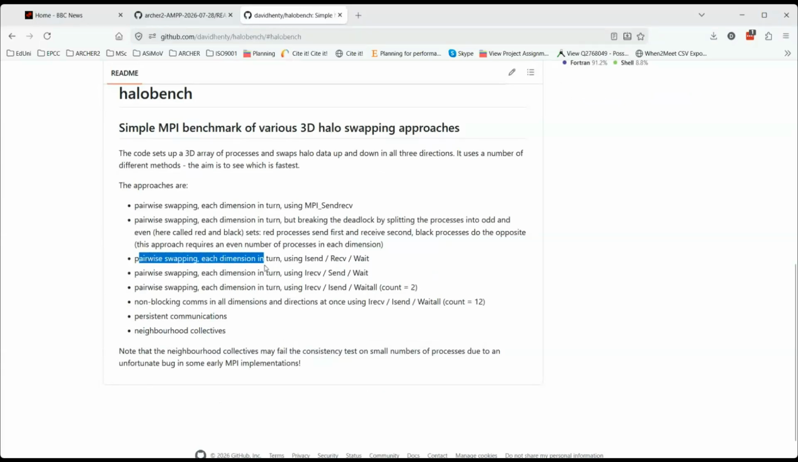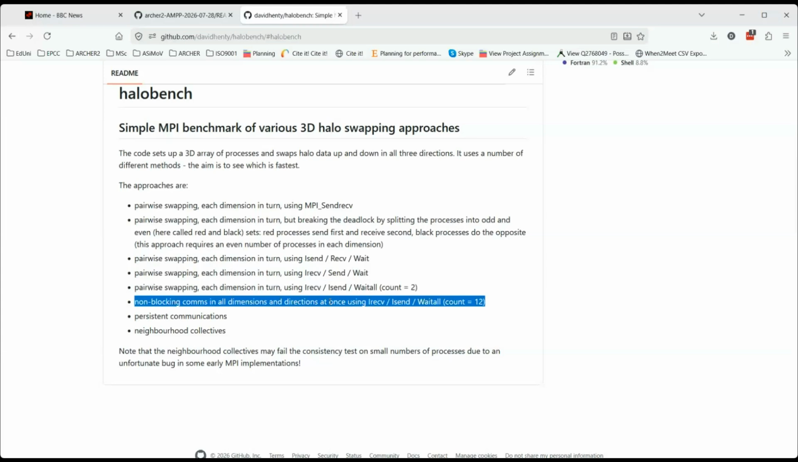Another is pairwise swapping in each dimension using Isend, receive, and wait. Pairwise swapping each dimension using Irecv, send, and wait. Pairwise swapping each dimension using Irecv and Isend. Then the one which I think is going to be the best is non-blocking comms in all directions and a single wait all.